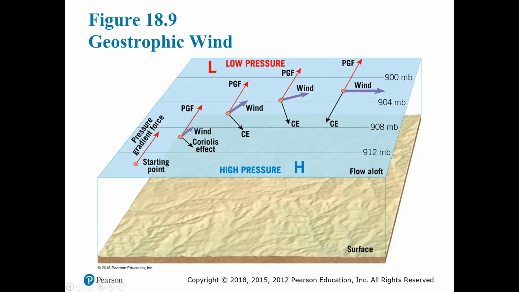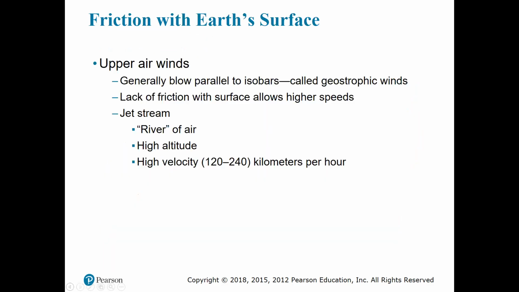The most prominent feature of those upper level winds is the jet stream. This was discovered back in World War II with our high-flying bombers. They are very fast-moving rivers of air, and that's why they were given the name jet streams. They travel between 75 and 150 miles per hour, always in a west to east direction.